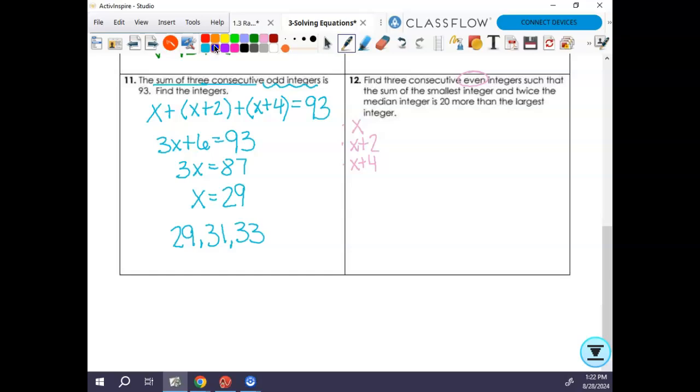All right, y'all ready for me to walk you through it? Find 3 consecutive even integers such that the sum of the smallest integer, so that's x, and twice the median integer. So 2 times the median integer is 2 times x plus 2. And are those parentheses important? Yes. The smallest one plus 2 times the middle one equals 20 more, so that's going to be plus 20 somewhere over there. Oh, that's a 2, plus 20, more than the largest integer, which is x plus 4.